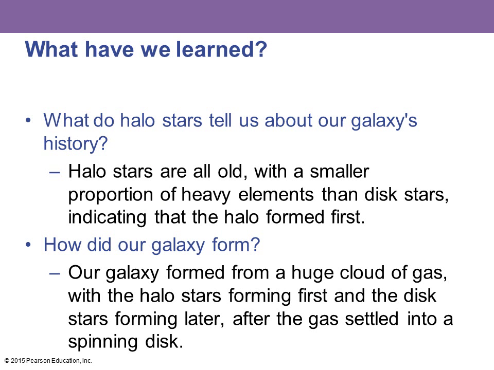So what do halo stars tell us about our galaxy's history? Well, halo stars are all old with a smaller proportion of heavier elements than the disk stars, indicating that the halo formed first. And then how did our galaxy form? Well, it formed from a huge cloud of gas with the halo stars forming first, disk stars forming later, after the gas settled into a spinning disk.